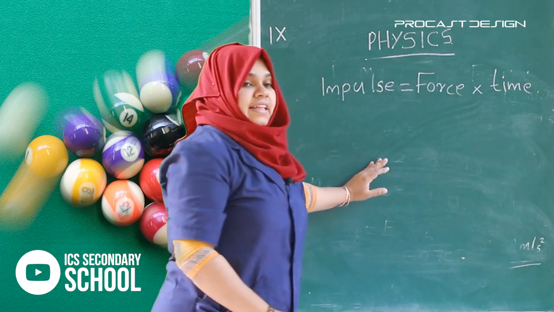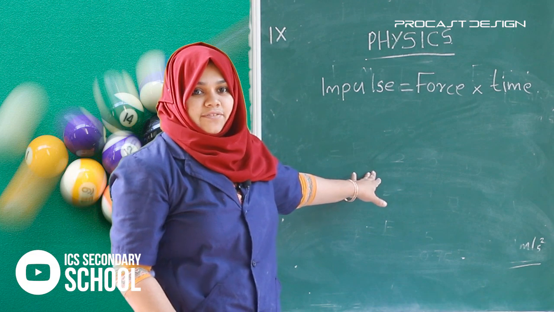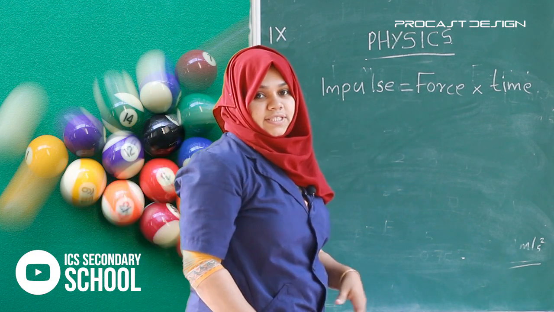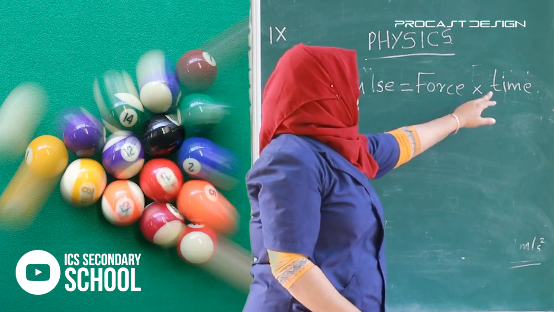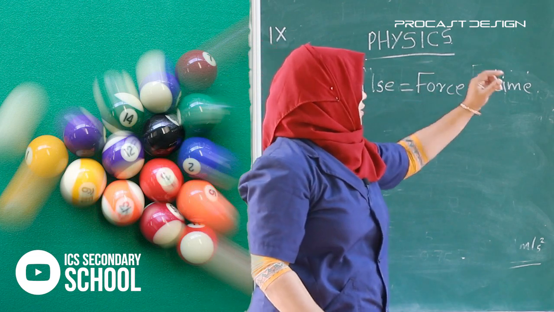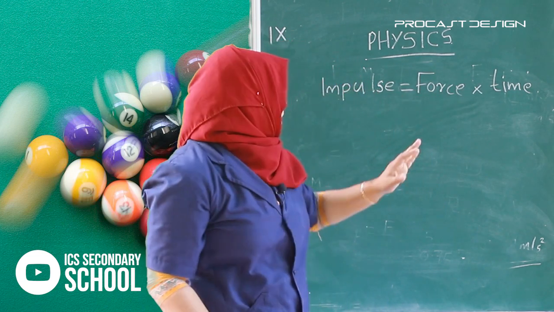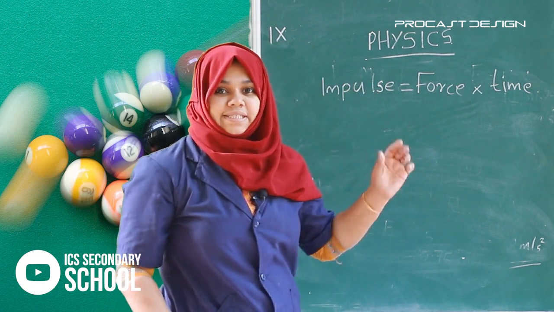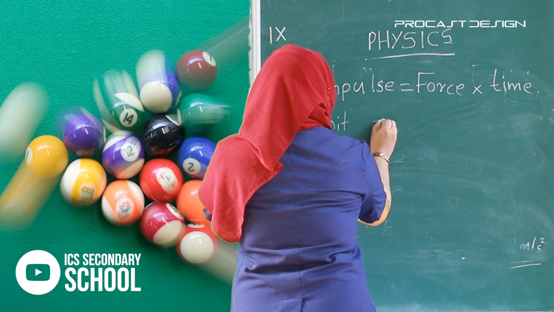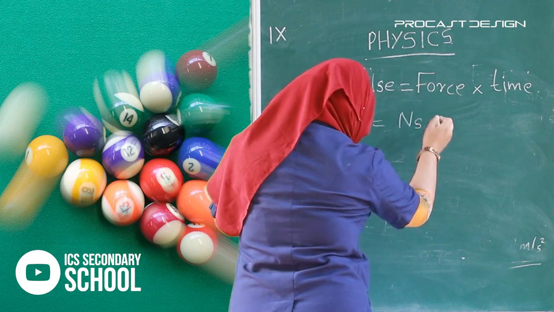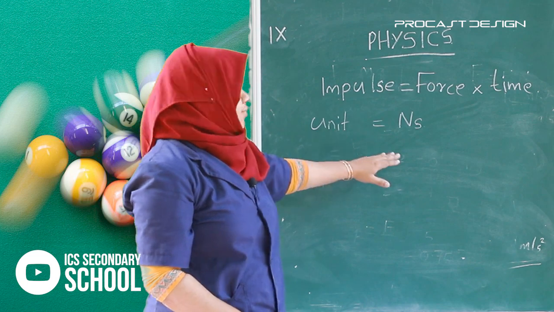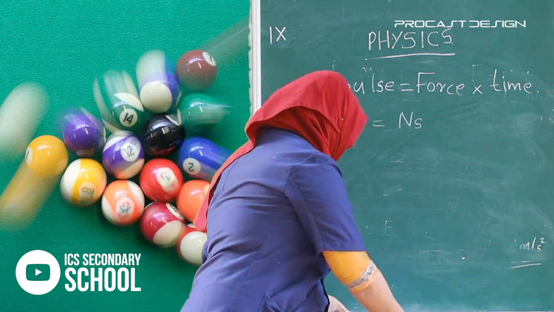Then what is the unit of impulse? We know that the unit of force is Newton and the unit of time is second. So, what is the unit of impulse? Newton second. The unit of impulse is equal to Newton second.